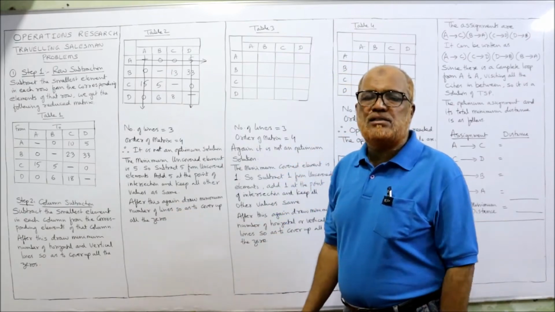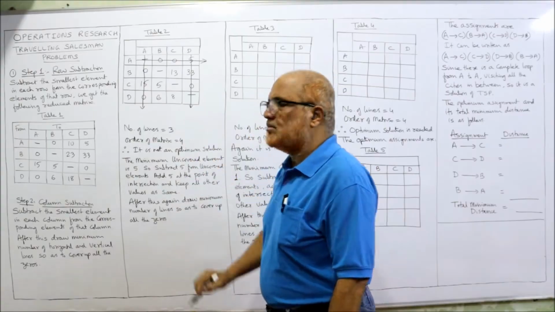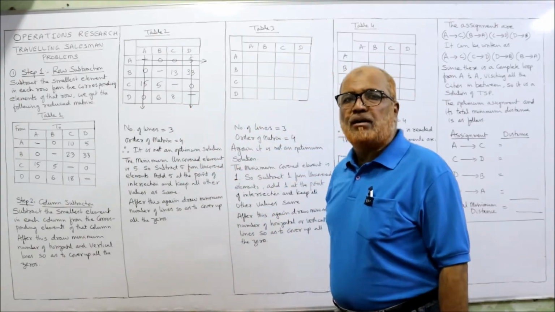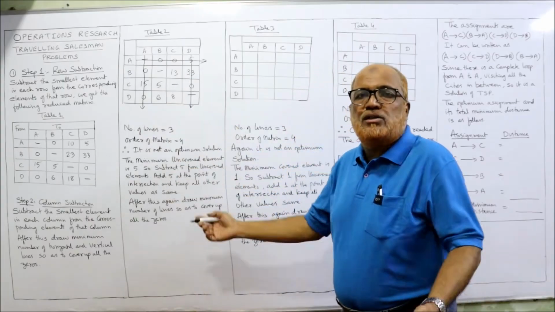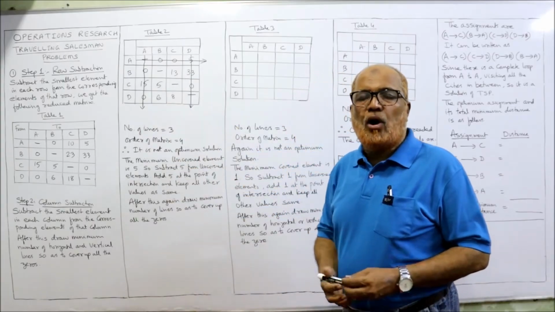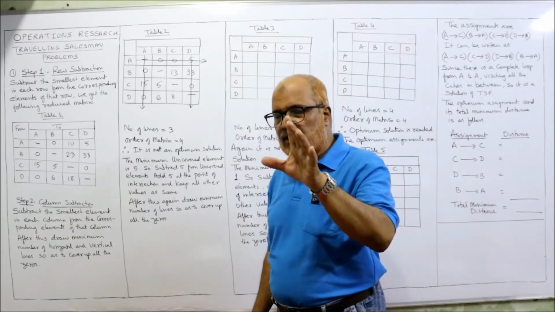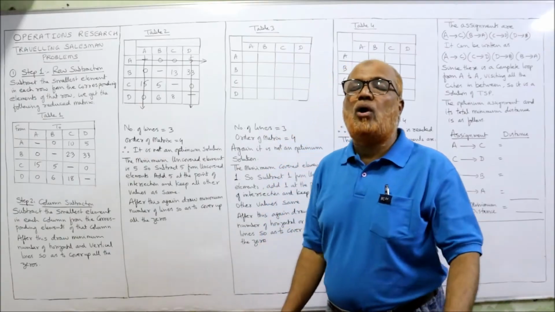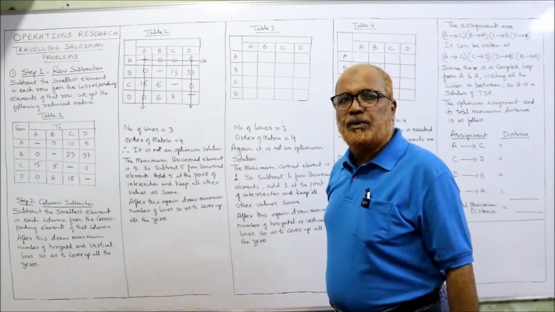So how many lines are required here to cover up all the zeros? 1, 2 and 3. 3 lines. But what is the order of the matrix? 4. 4 rows and 4 columns. So it is not an optimum solution. The optimum solution will be reached when the number of lines is equal to the order of the matrix. Both should be the same. It is not an optimum solution.